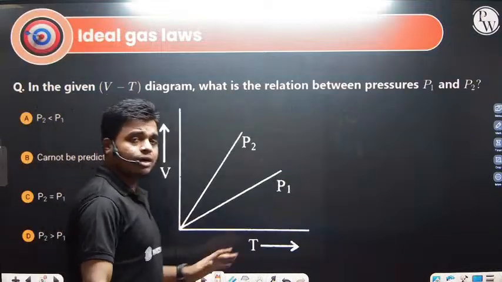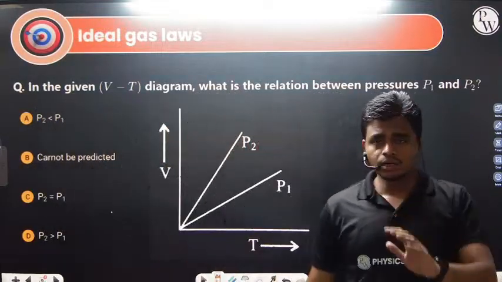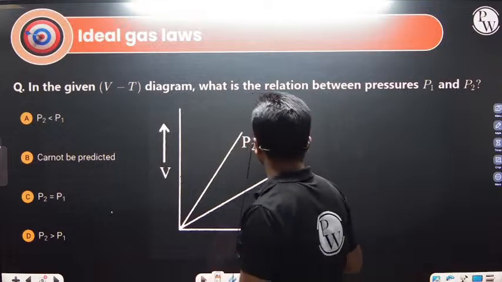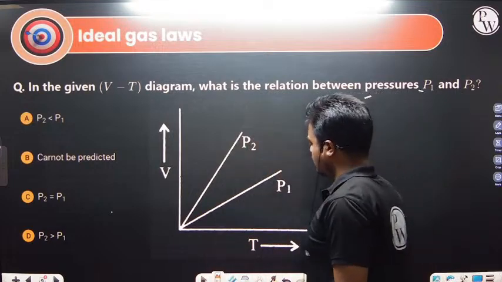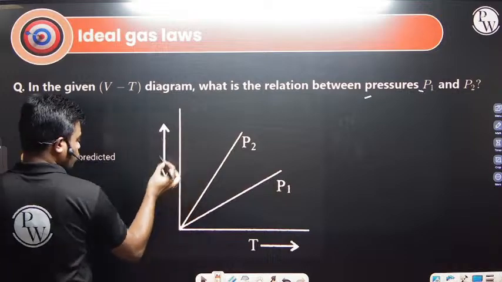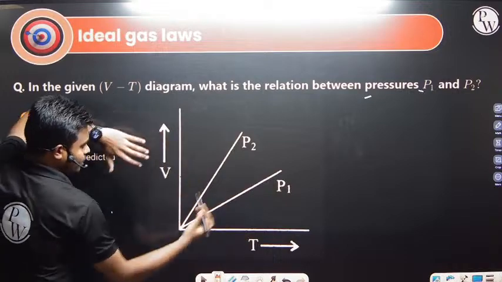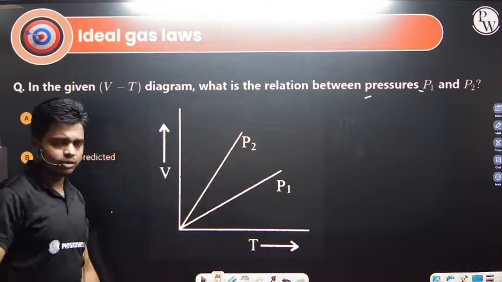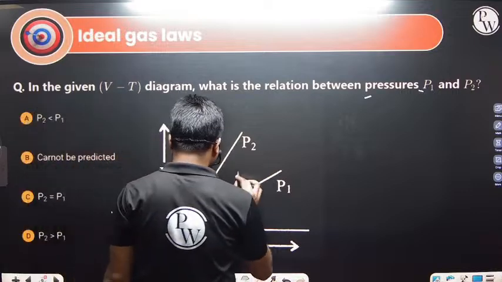Second, we have different types of process, Charles law, Boyle's law. What is the relation between the pressure P1 and P2 here? In this case we have the graph of volume versus temperature at 2 different pressures. So if we talk about this, what is actually happening?